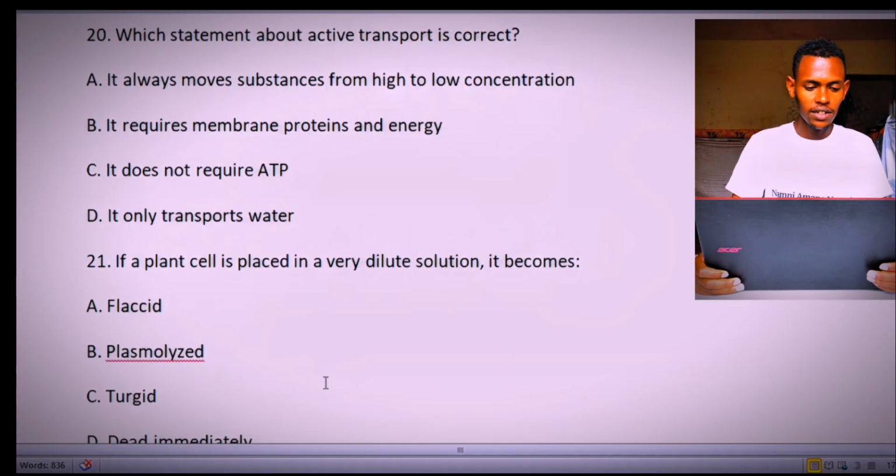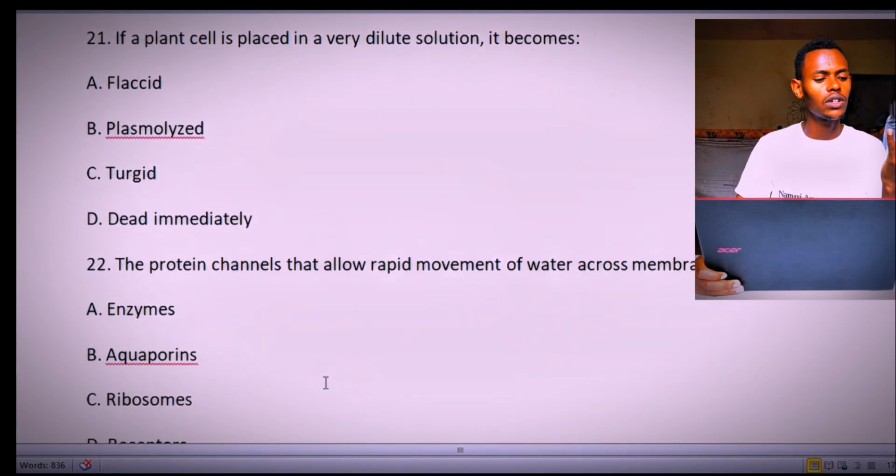So what is the answer? The answer is B. It requires membrane proteins and energy. They can use carrier protein channels and energy from the cell.